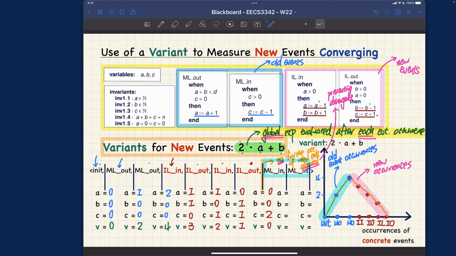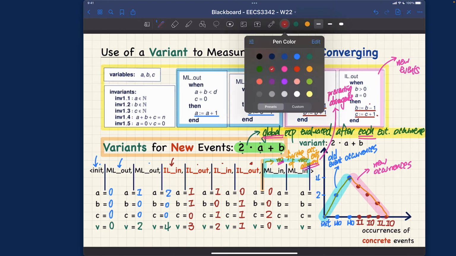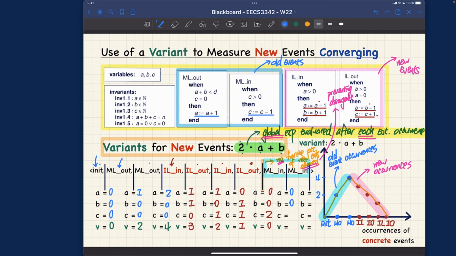Let's now move on. About MLN and MLN, just about 2 cars going back to the mainland. In that case, you will just keep decrementing C by 1, whereas A and B will be untouched, right? So what we will do is we're simply just going to do A and B over here. So C will be decremented to 1 and then decremented to 0, right? In that case, does the variant value change? In this case, it does not, because you can see 2 times A plus B just remains 0.